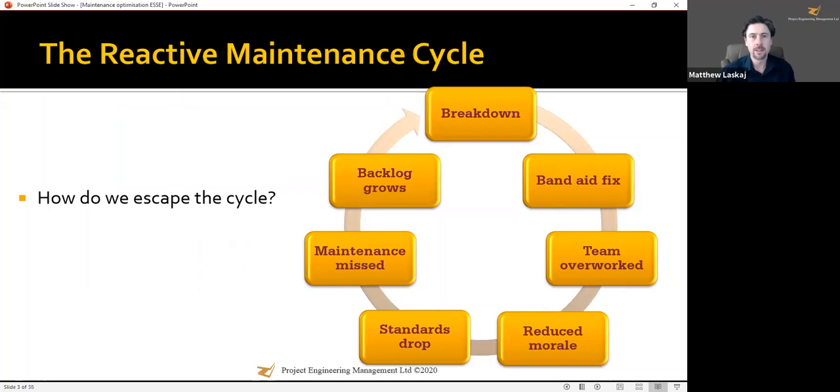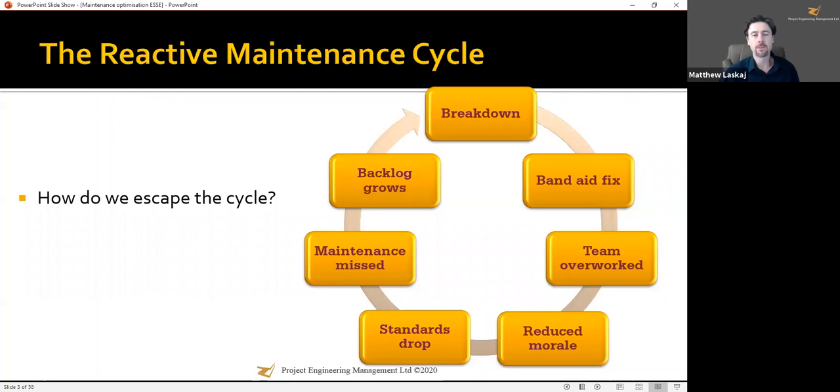Reactive maintenance. This is the one that we all know the best. And have a think about your own plant or your own facility when I'm talking through these steps, and see how familiar this feels. You have a breakdown that occurs. Then everybody's rushing around to get that breakdown fixed. So you do what we call a band-aid fix. You just fix it up as fast as you can with whatever information, with whatever tools you can at the time to get it up and running, because operations is putting all this pressure on you to get it going. The team's then overworked because they're stressed. They're all constantly just doing these quick fixes rather than the proper fixes.